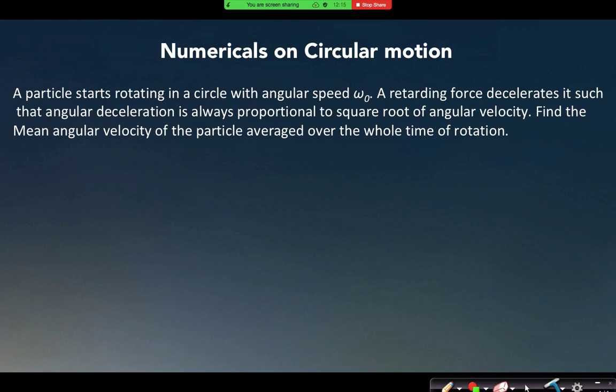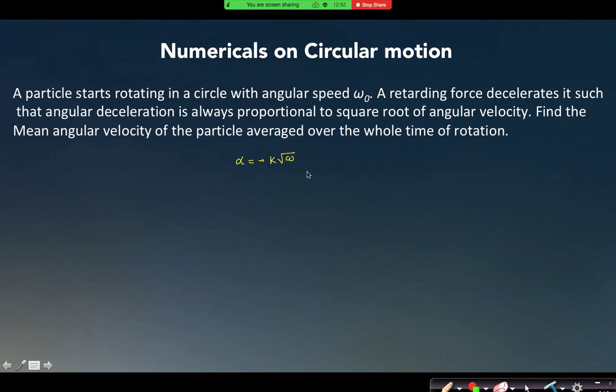It says that a particle starts rotating in a circle with angular speed omega naught. A retarding force decelerates it such that its angular deceleration is always proportional to the square root of angular velocity. Mathematically, what is the expression that I can get from the second statement? Can you tell me? Alpha is equal to minus k root omega. Yes, alpha is proportional to root omega, and as it is a deceleration, it should be minus k root omega.